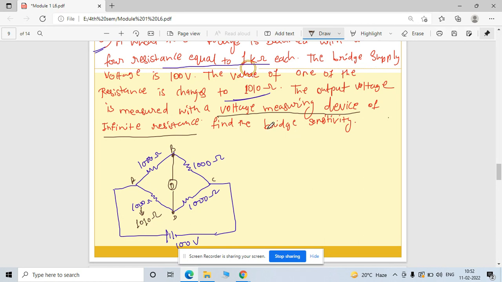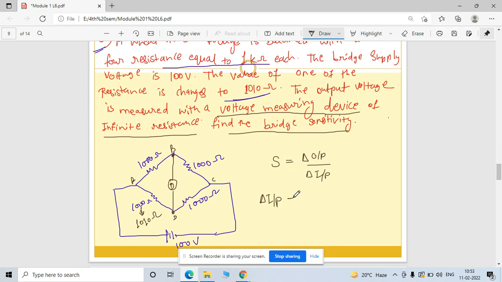So, and the sensitivity you need to find out here, find out the bridge sensitivity. So first of all, what is meant by sensitivity is change in output upon change in input, right? So here the change in input is nothing but your change in your resistance here for this circuit.